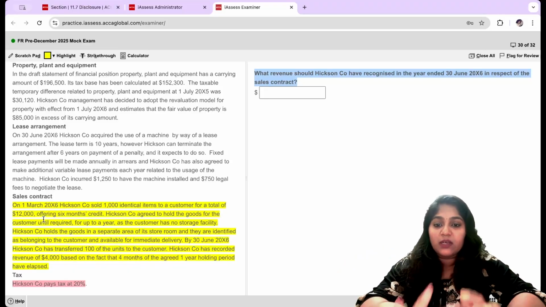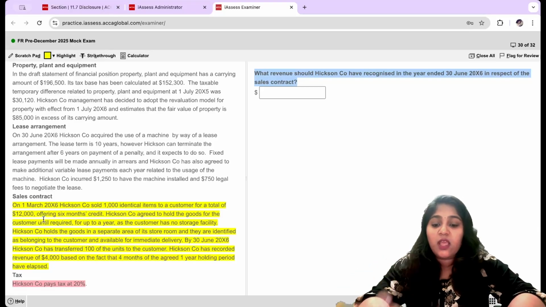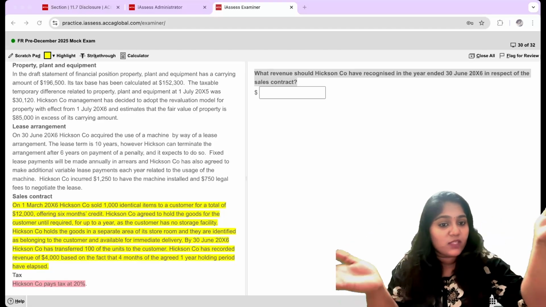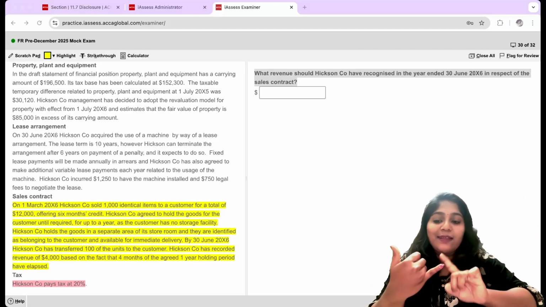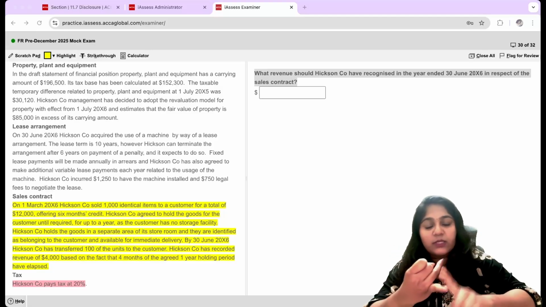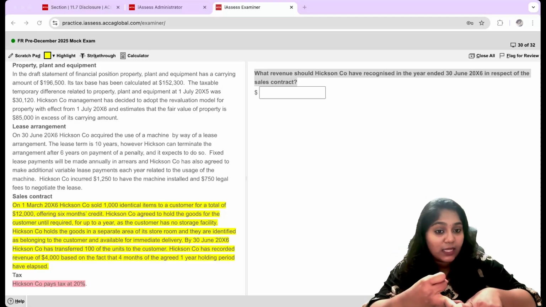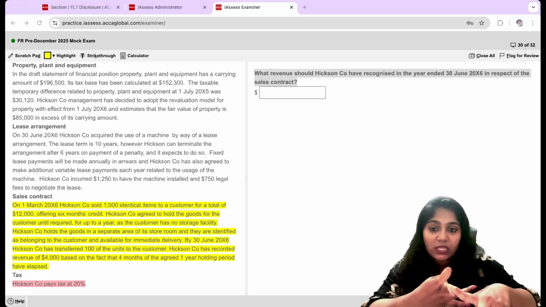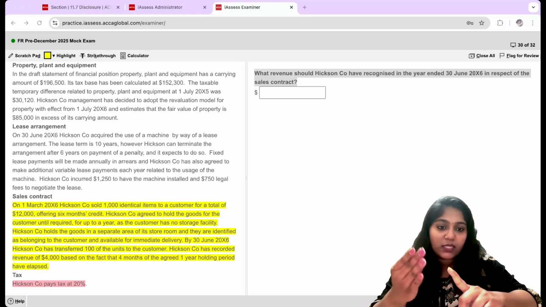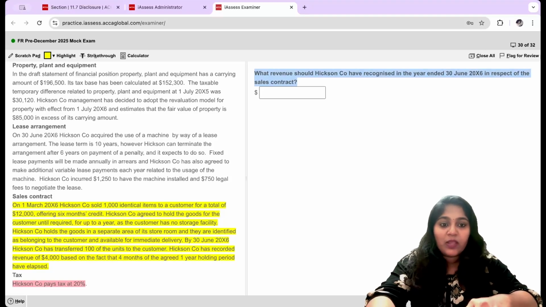But Hicks and Company agreed to hold the asset for the customer until required, for up to a year. It's a bill and hold arrangement. Bill and hold arrangements can be recognized as revenue irrespective of whether the asset is given or not, provided the reason is valid and reasonable. Second, if you keep that aside, you're not utilizing it for any other economic benefits, and it is readily available for immediate delivery, then I can still consider that as my revenue. Read the point.